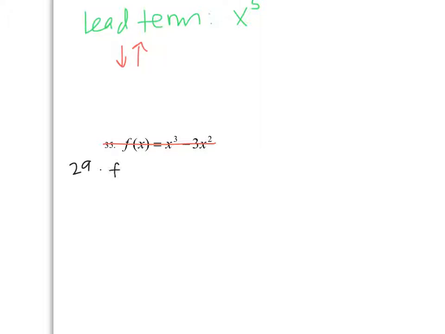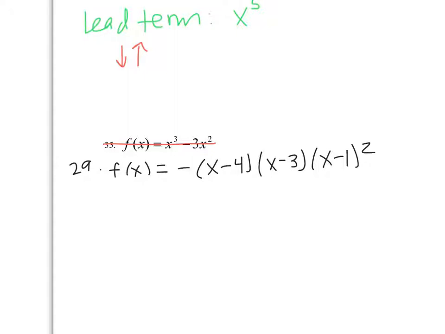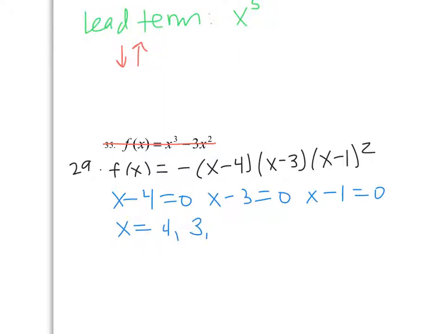is f of x equals negative, out in front, x minus 4 times x minus 3 times x minus 1 squared. It's factored for us, so we can set those factors equal to 0. X minus 4 equals 0, x minus 3 equals 0, x minus 1 equals 0. So we get x equals 4, 3, and 1.